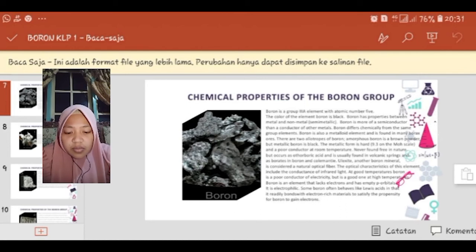Boron is an element that lacks electrons and has empty p orbitals. It is electrophilic. Boron compounds often behave like Lewis acids, bonding with electron-rich materials to satisfy the propensity for boron to gain electrons.